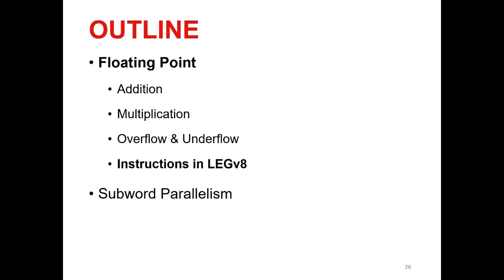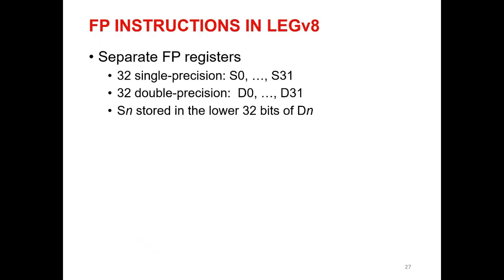Okay then, so what instructions do we have in LEGv8 for doing this addition and multiplication using floating point? In LEGv8 we have separate floating point registers. Remember that until now we have seen registers that we use for integer operations, and right now what we have is 32 single precision registers from S0 to S31. Remember that till now we have 32 registers that we'll call starting with an X, and for single precision they start with S, and for double precision start with D.